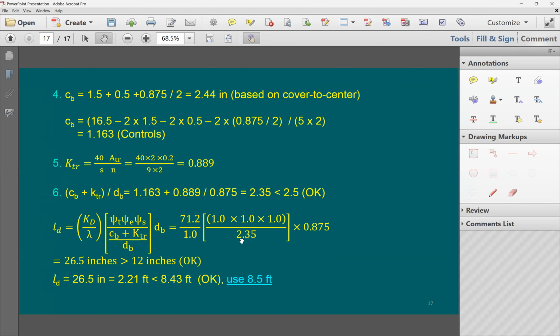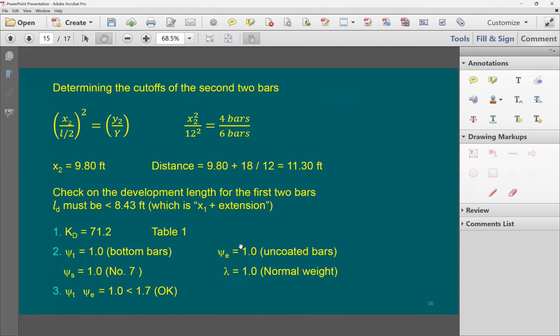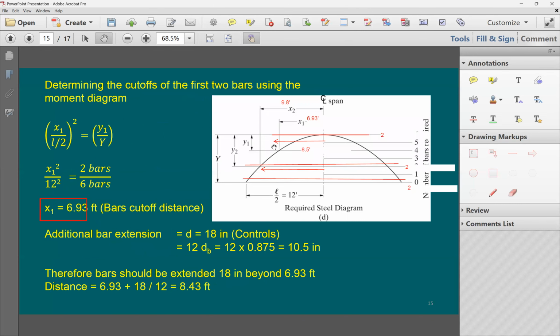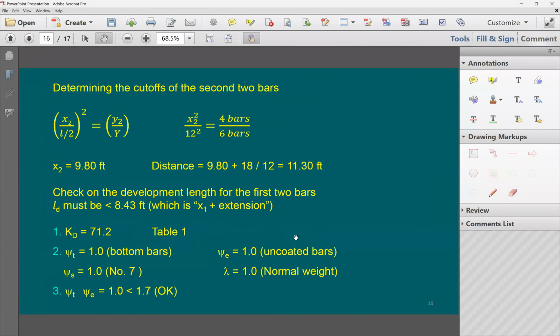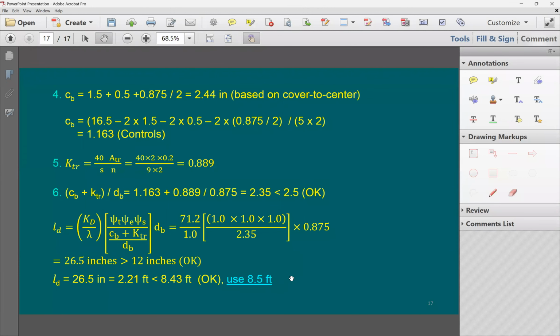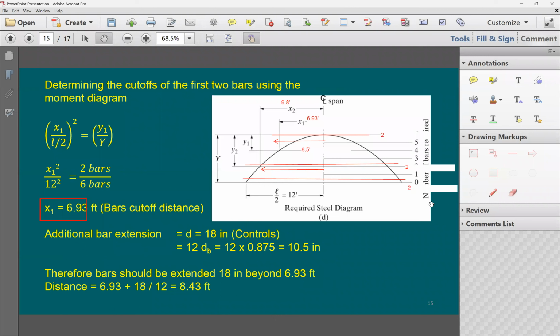But based on the need of the rebar for the maximum moment from here, I need 8.5. Now, which one controls? I'm going to say I will provide the 8.5, and this gives me the solution to my problem here. I'm going to be taking the greater of the two: L sub d and where the rebar is needed based on this diagram.